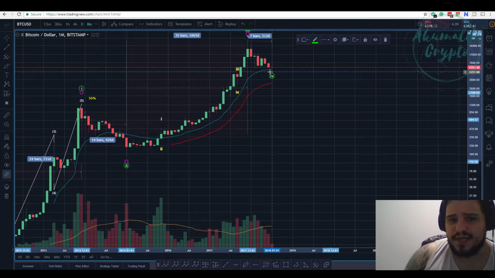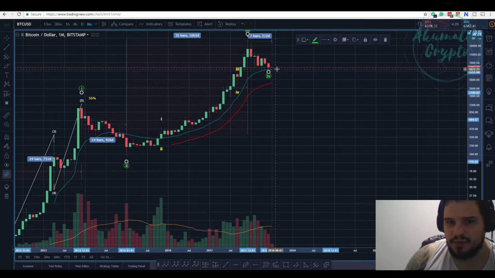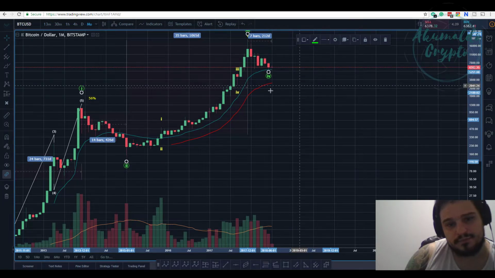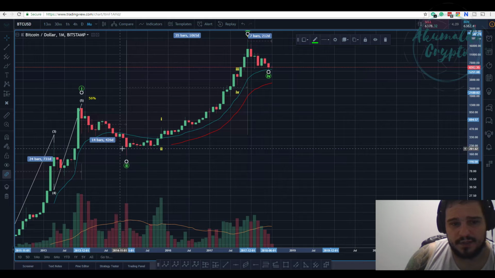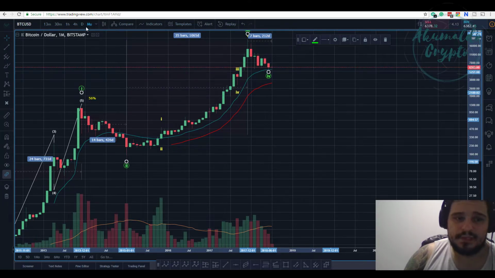We retraced a lot, of course, but the 21 EMA is acting here as a support. This is the monthly chart. Back in 2014 we were below the 21 EMA, and then since 2015 we are above it, and now we hit the 21 EMA and we react. This is the monthly chart.